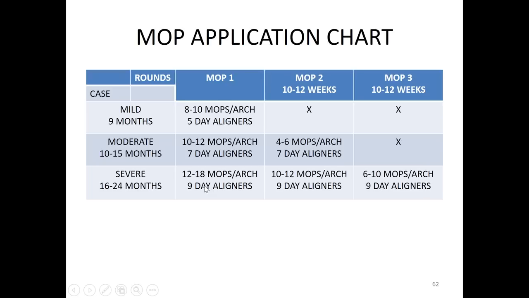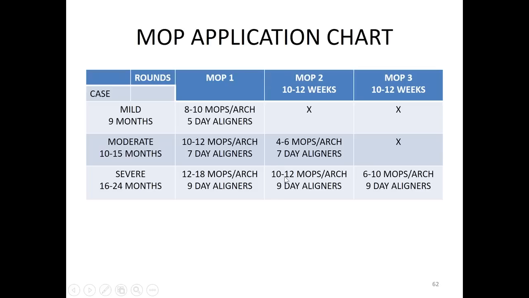If we have a severe orthodontic condition that we're going to tackle and normally would take anywhere from 16 to 24 months, that first round of 12 to 18 micro-osteoperforations delivering 9-day aligner changes will be followed 10 to 12 weeks later with a pretty significant round, 10 to 12. I still like to treat a severe case 12 weeks later with another good round of micro-osteoperforation. So I love to get another 10 to 12 sites per arch to keep my 9 days rolling. Certainly a third round is in order for more severe cases.